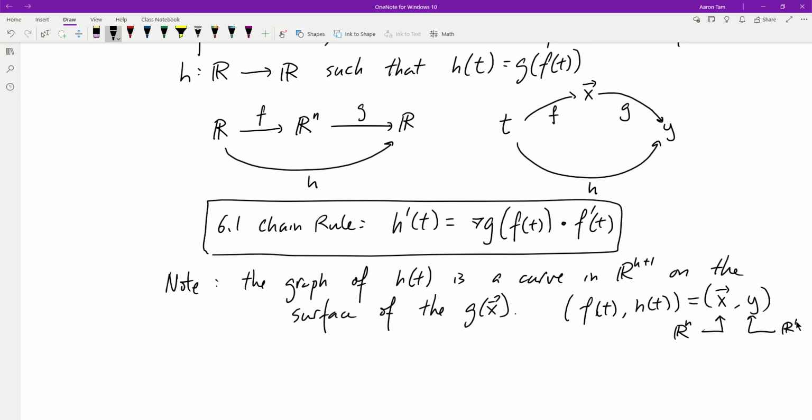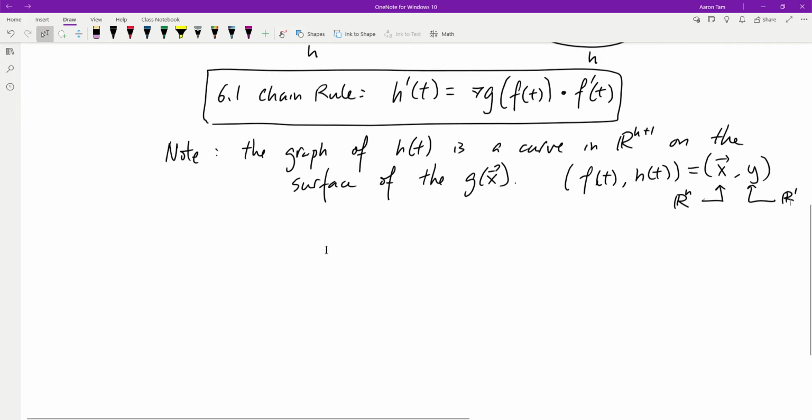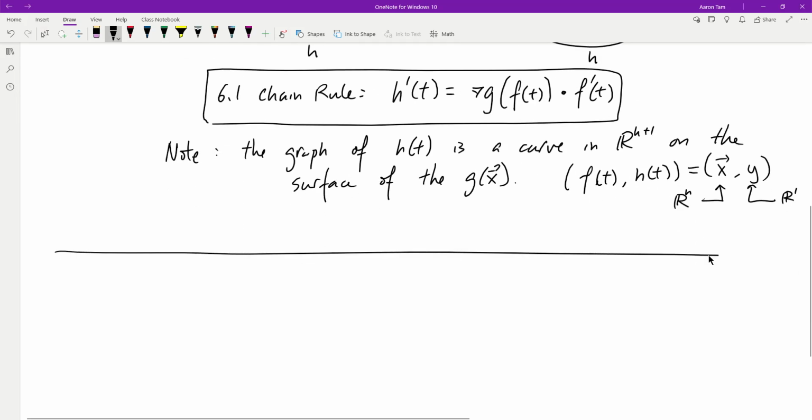When you evaluate h of t, the t would evaluate f of t first, which gives a vector x, and then gives g of f of t, which gives a y value. And then both of those combine to draw the graph. Now, what happens in 6.2? In 6.2, we want to deal with the following.